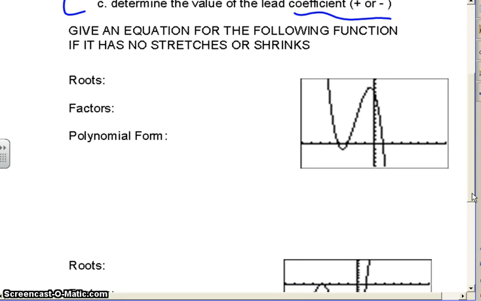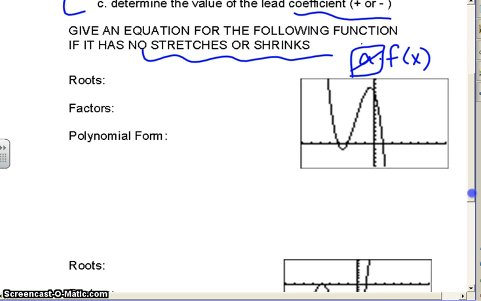Give an equation for the following function if it has no stretches or shrinks. Well, first of all, what does that mean? It does not have a number in front that was multiplied times the function. So we don't have to deal with that yet. First of all, where does it cross the x-axis? Crosses at +1, -3, and -4. So those are your roots: -4, -3, and +1. Okay, so we've identified the roots.